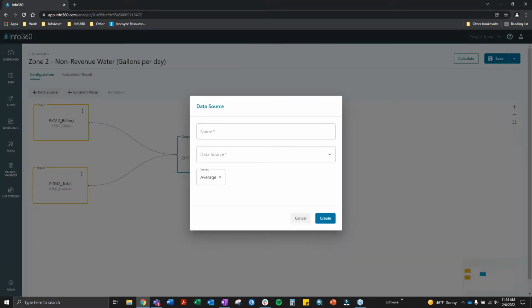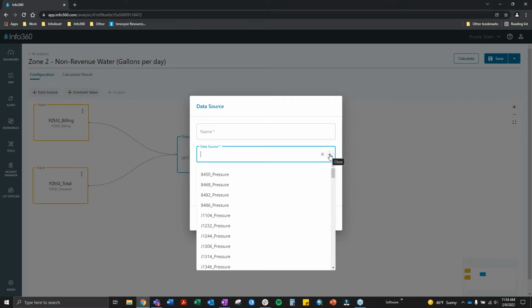For the different data sources, you can give it a name, and this is actually where you're tying it to your sensor.